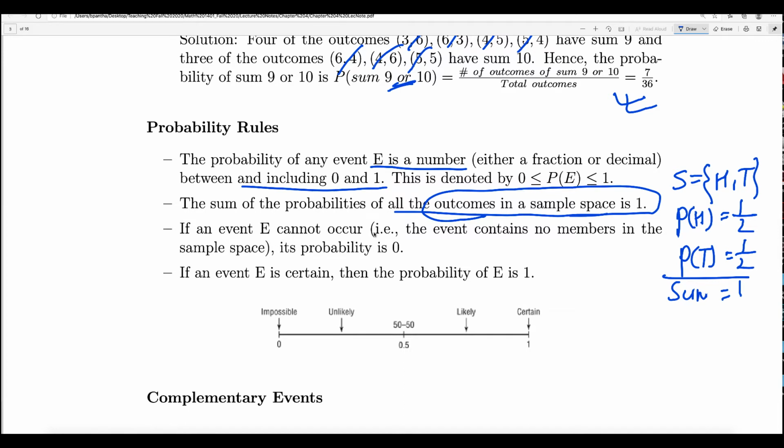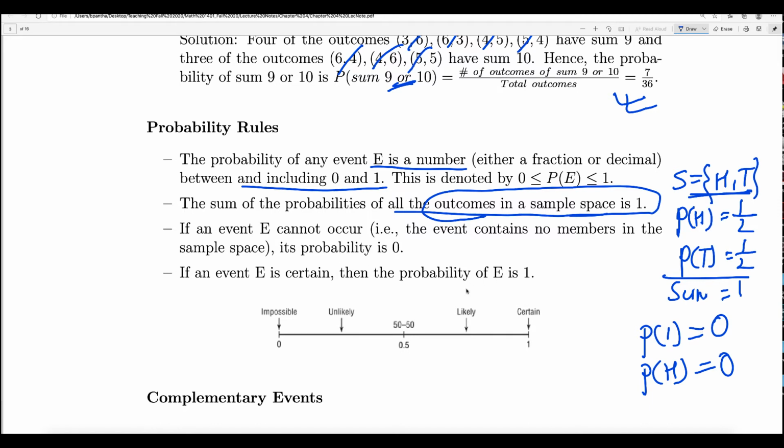If an event cannot occur, the event contains no members in the sample space, and its probability is 0. For example, if you toss a coin, what is the probability that you get 1? There is no 1 in the coin, right? The sample space has H or T. So the probability of 1 is 0 because there is no 1 in that. Similarly, if you roll a dice, what is the probability of head? It is 0, right? Because there is no head on the dice. There are just 1, 2, 3, 4, 5, 6 on the dice. So if you are sure that the event cannot occur, then the probability is 0.